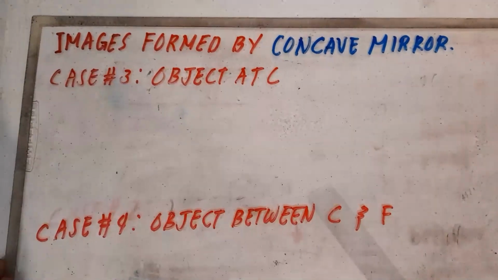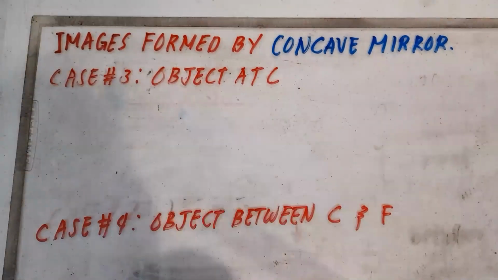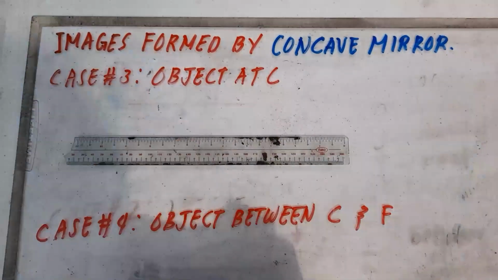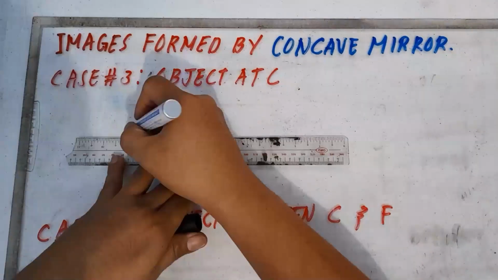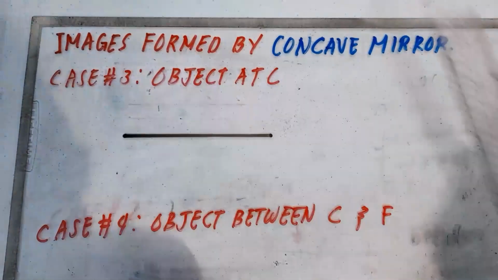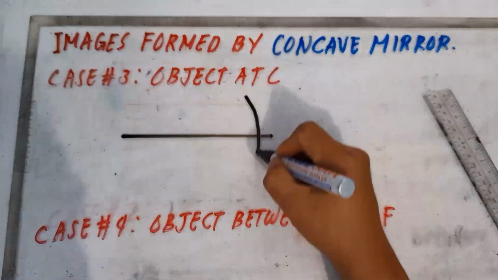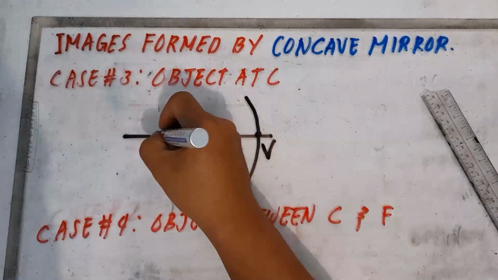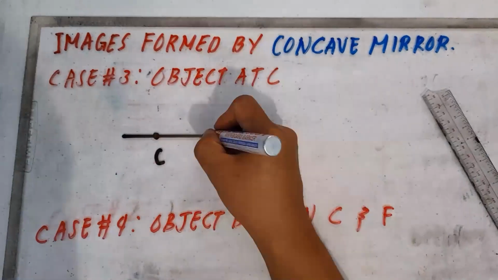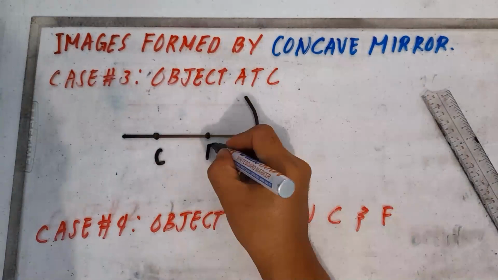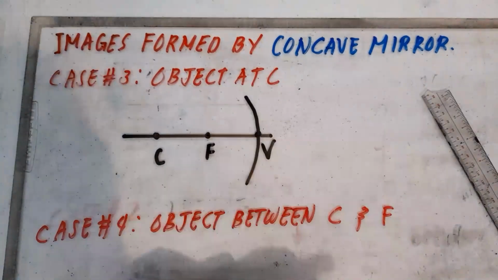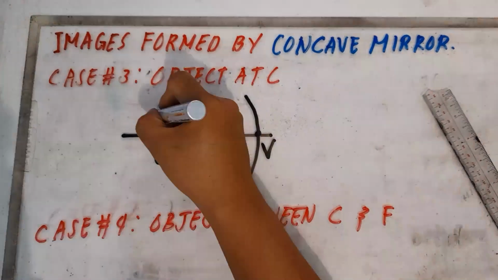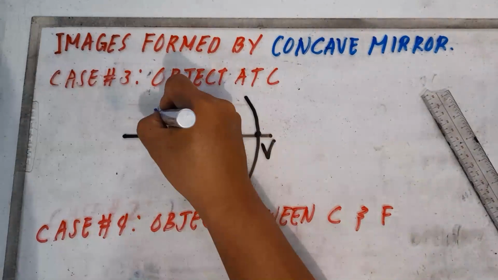Let us now proceed to case number 3: object at the center, or object at C. Again, let us start by drawing our principal axis and then our mirror. Locate the vertex, the center, and the focus. Again, the focus should be directly in between the center and the vertex. Let us draw the object here directly at the center of the curvature.